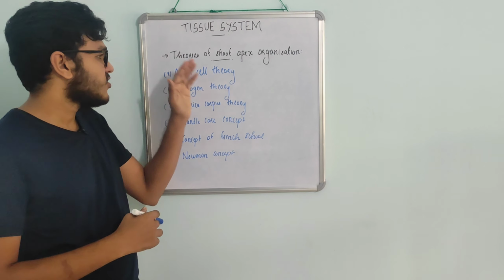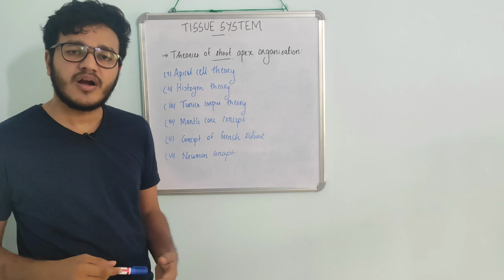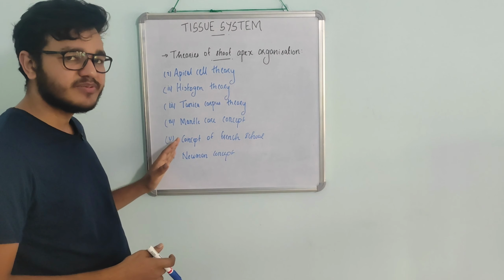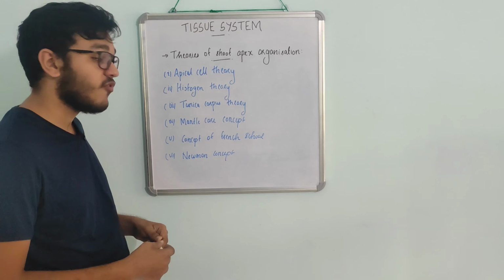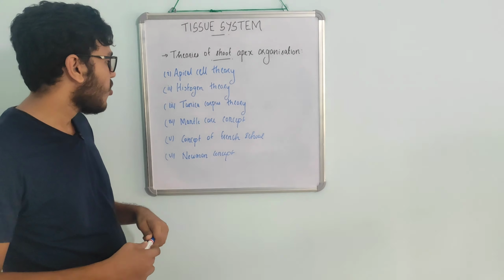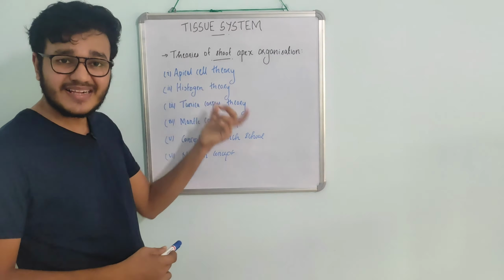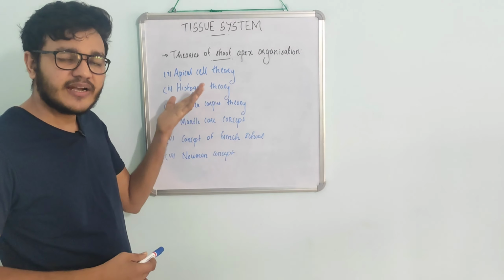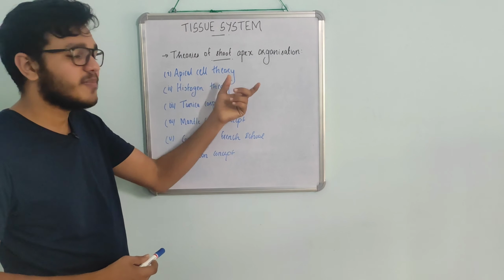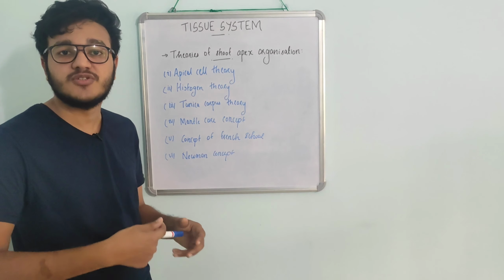Okay. So, theories of shoot apex organization. We have to learn how tissues are organized in the shoot apex. To understand that, almost 6 concepts were put forward by different scientists. The first 3 are very common, which we have learned in our lower classes. The first one is the apical cell theory, then the histogen theory, and the Tunica corpus theory, which is really important regarding the shoot apex organization, how tissues are organized in the shoot apex.